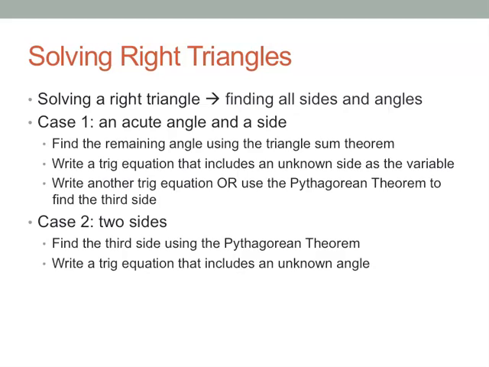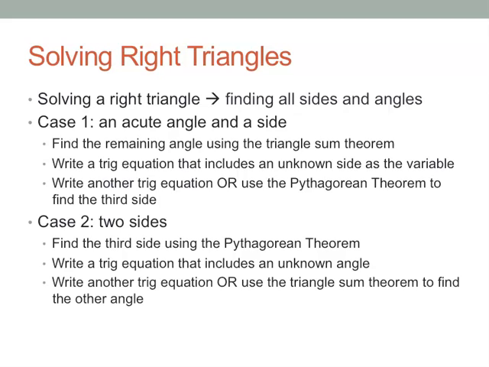And then, for the last step, you can either write another trig equation to get that last angle, or you can use the Triangle Sum Theorem, the fact that all three angles have to add to 180, to find the last angle. Okay, let's go ahead and take a look at an example. We'll do an example of both cases.